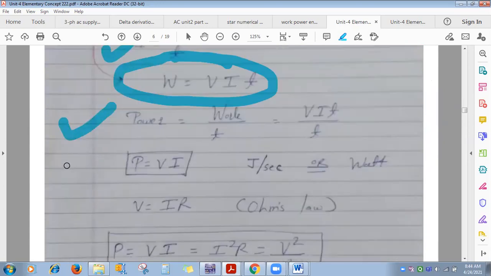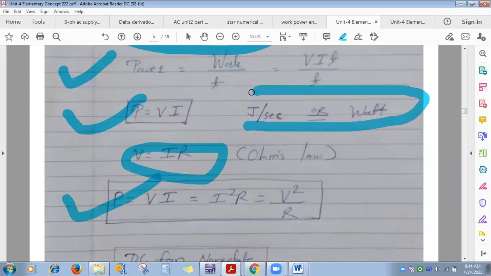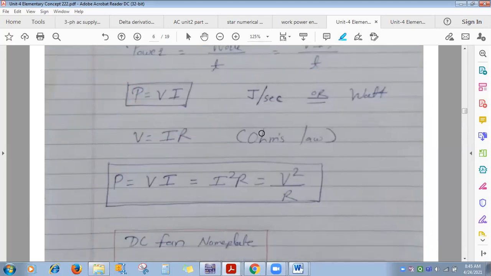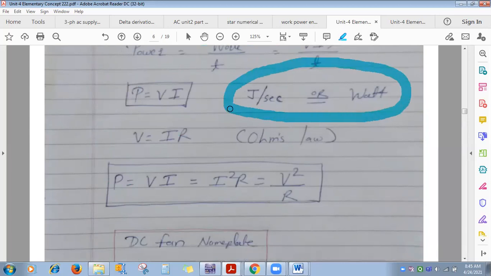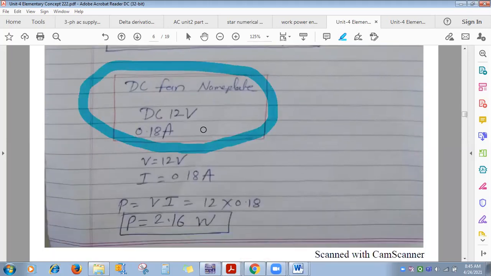So what you will get? The formula for power, V into I. We have seen it for a DC circuit. P is equal to VI. If you put Ohm's law values, VI becomes I square R, or V square by R, in watt. And it's the rate of doing work. So joule per second is watt. Keep this relationship in mind: 1 joule is equal to 1 watt second. Because joule per second is equal to watt, 1 joule is equal to 1 watt second.